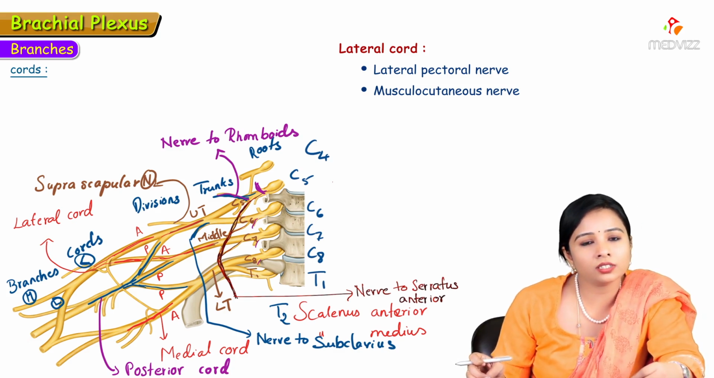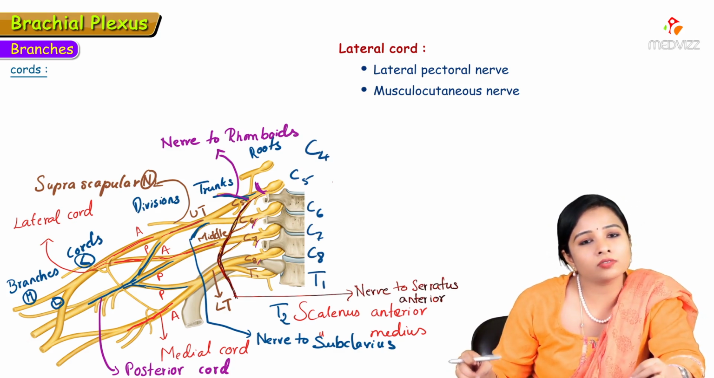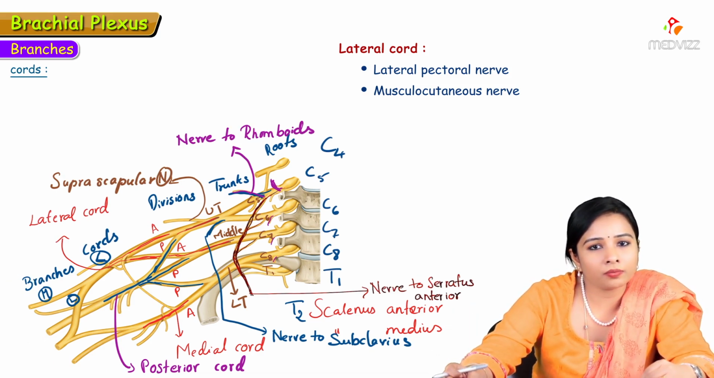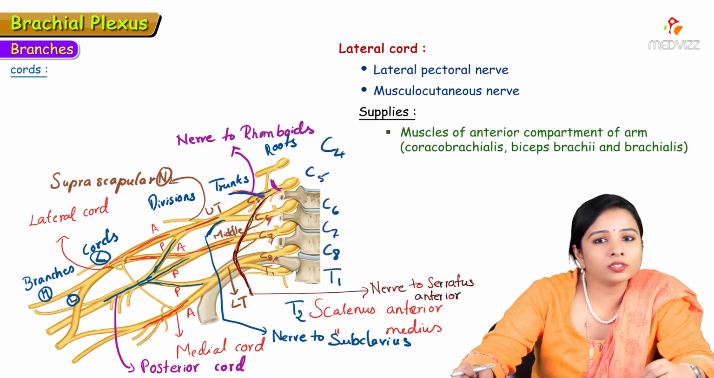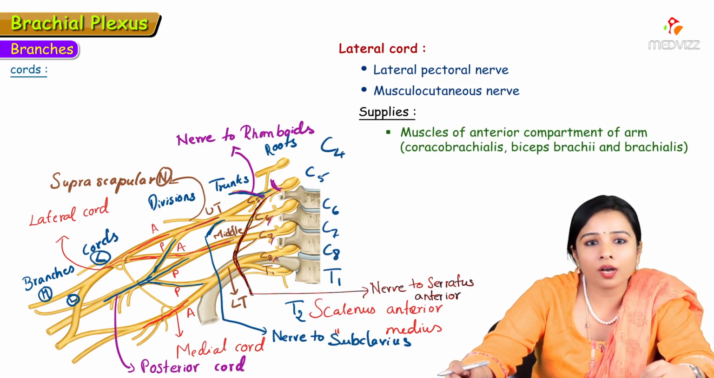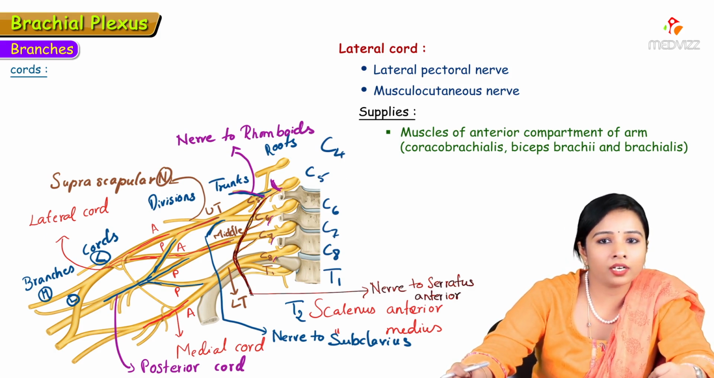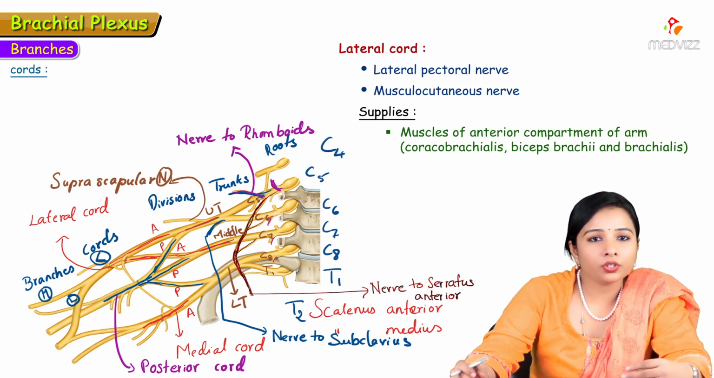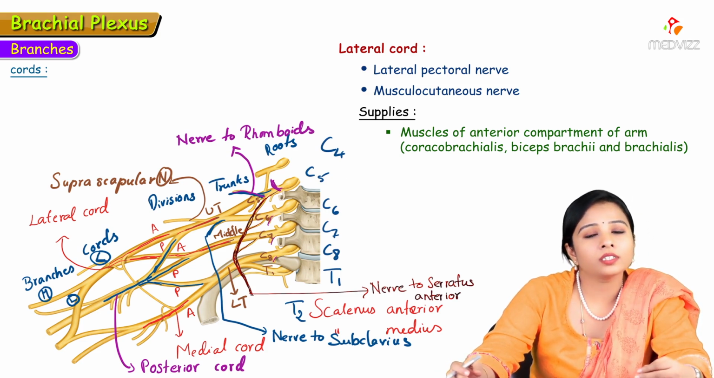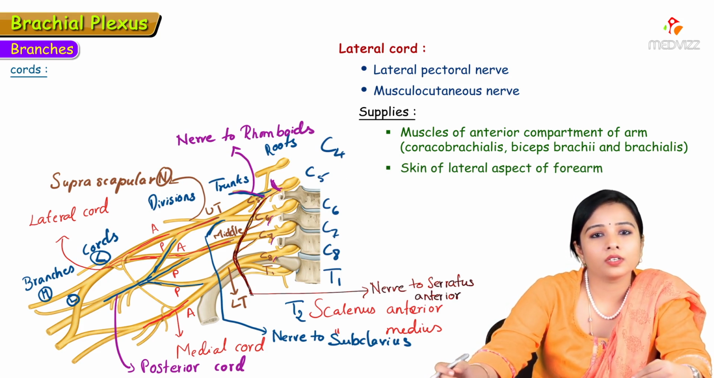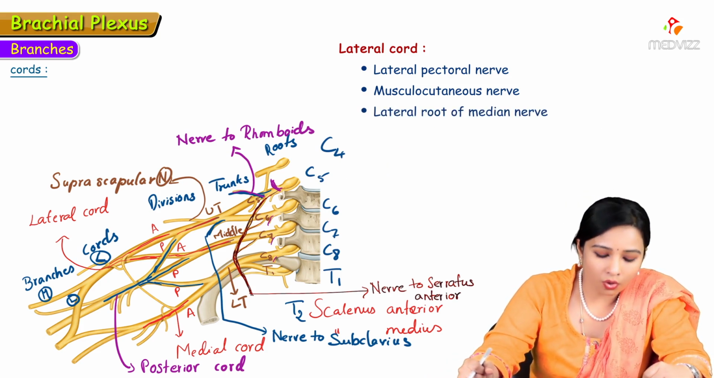As the name suggests, it supplies muscles as well as the skin. So it is a nerve of the anterior compartment. So it supplies all the muscles in the anterior compartment of arm, that is coracobrachialis, biceps brachii and brachialis. And it gives a cutaneous branch which is called lateral cutaneous branch of forearm that supplies the skin of the lateral aspect of forearm. Next about the lateral root of median.